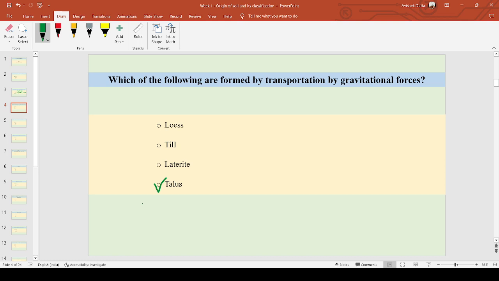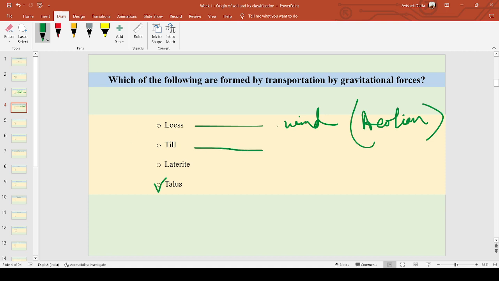Okay. Now the others. What are the others? Loess is an aeolian soil that is transported by the action of wind. It's called aeolian soil. What is till? Till is transported by glaciers. This type of soil doesn't have a specific name. They are called glacier deposited soil, and till is one of them.